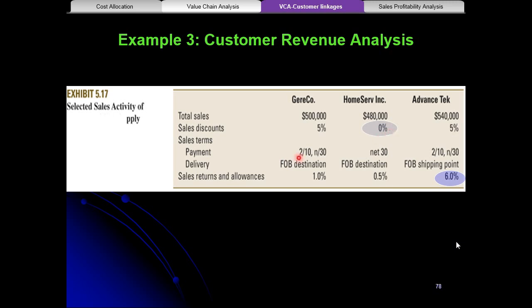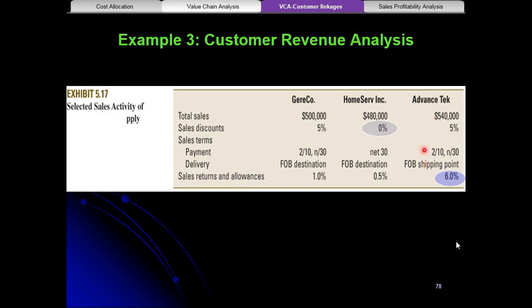You know that. What about payment? You got 2 net 10, net 30. What does that mean? If Jerry Company paid within 10 days, then you're going to give a 2% discount. Net 30 means there's no discount for early payment. And here we have again 2 net 10, net 30. Yes. So delivery, FOB destination, FOB shipping point.